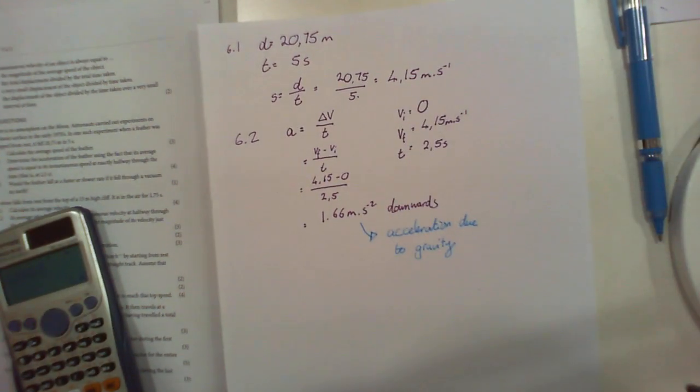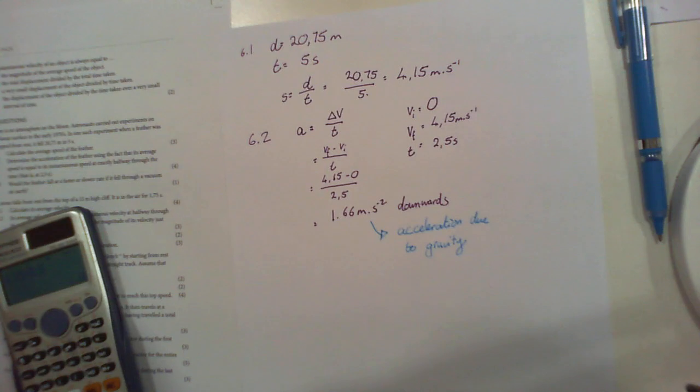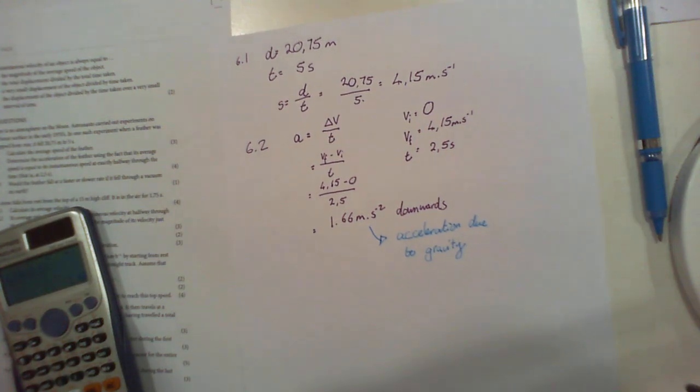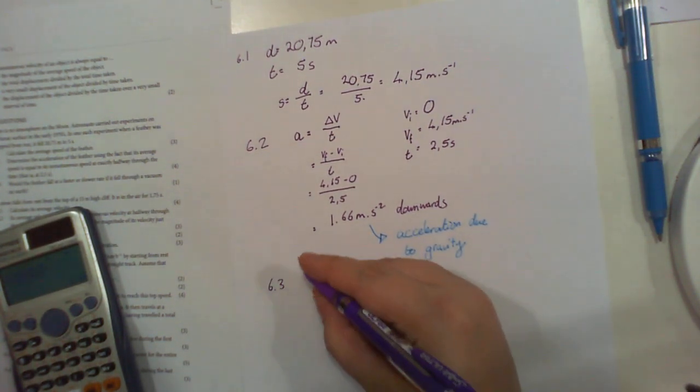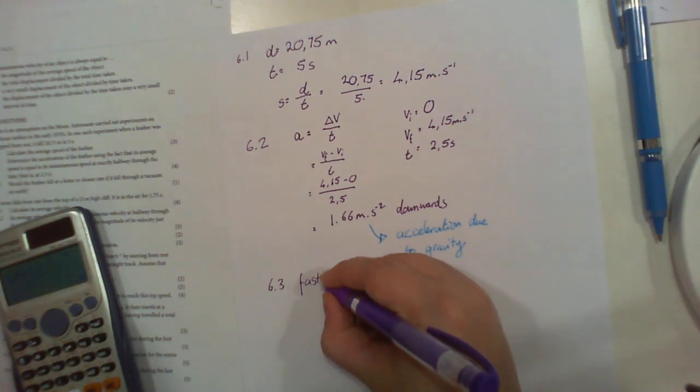6.3: Would the feather fall at a faster or slower rate if it fell through a vacuum on Earth? What do you think? It would, of course, fall at a faster rate. Why?